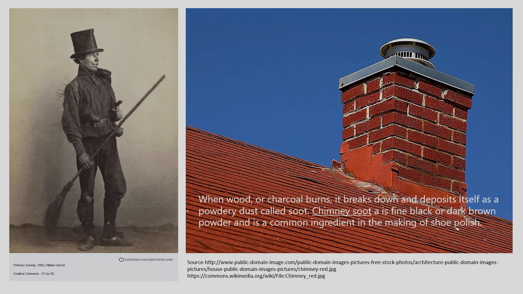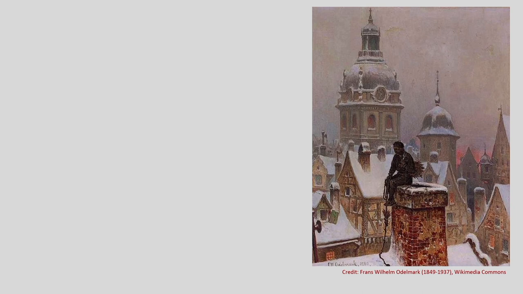This photograph by William Carrick shows the darkened faces and hands and other body parts, including the costume, due to the chimney soot which is stuck to the cleaner in the process while he was cleaning. And you can see here another chimney cleaner sitting atop a chimney, and this picture depicts a miserable person in a way.